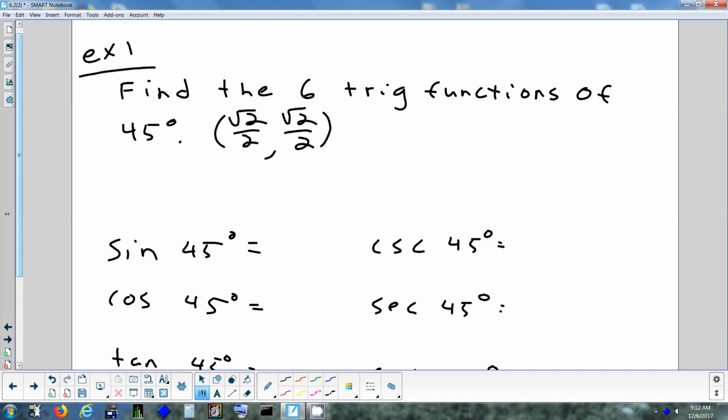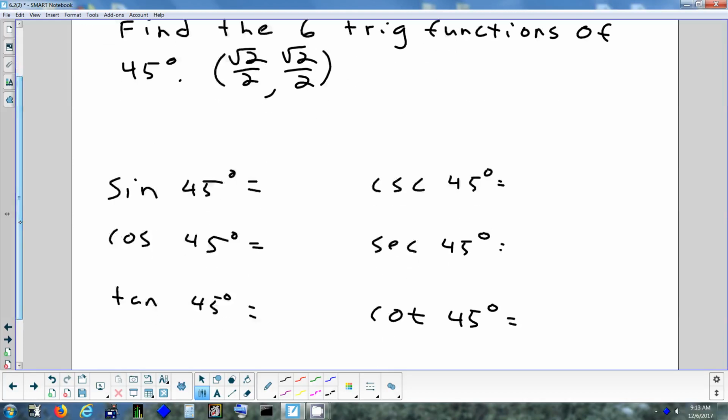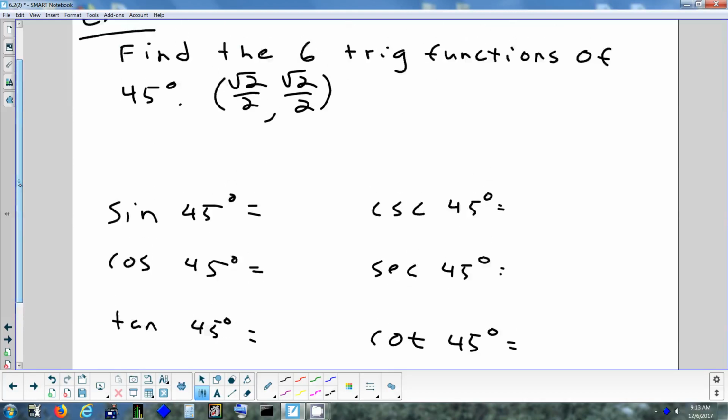Yeah. And now that should look familiar. You did that in the homework. I think someone asked me about that question. So we didn't know that it was a 45-degree angle, but you didn't need to know last night. You had the coordinate already. Today, you have to know how to find the coordinate yourself. Okay, so let's go through the 6 trig functions.